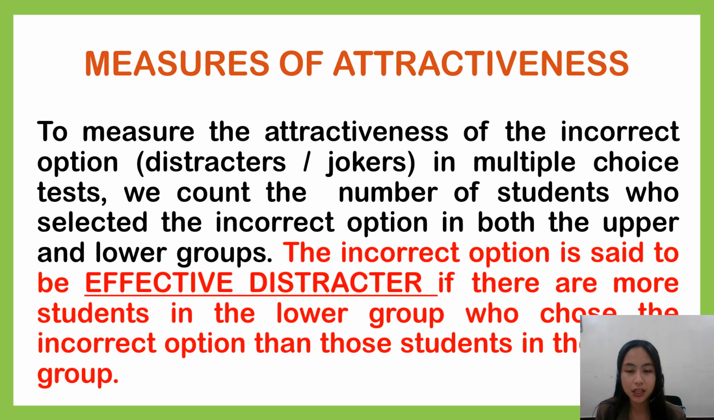Ngayon, sa measures of attractiveness, bibilangin natin yung number of students who selected the incorrect option, sa upper and sa lower group. So the incorrect option is said to be the effective distractor. So kapag pinili mo yung letter or yung choices na hindi tama, ibig sabihin yung pinili mo is an effective distractor, lalong-lalo na if there are more students in the lower group who chose the incorrect option than those in the upper group.